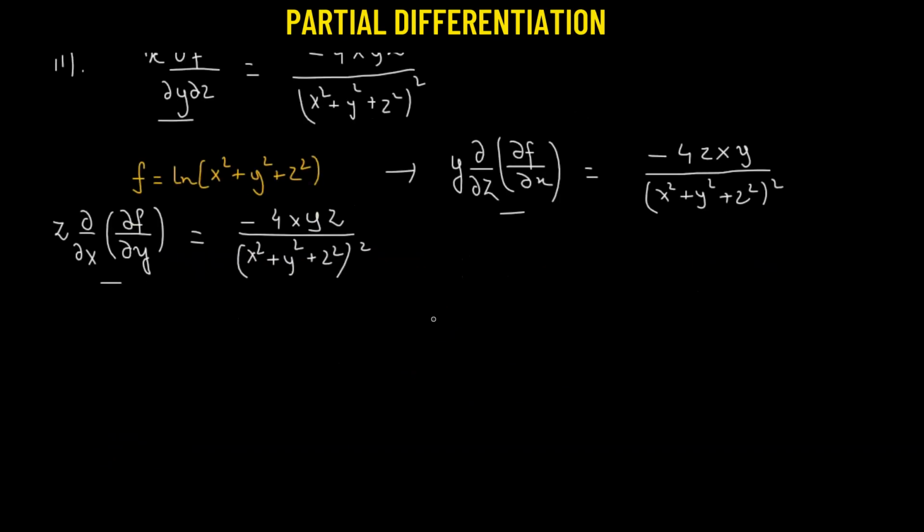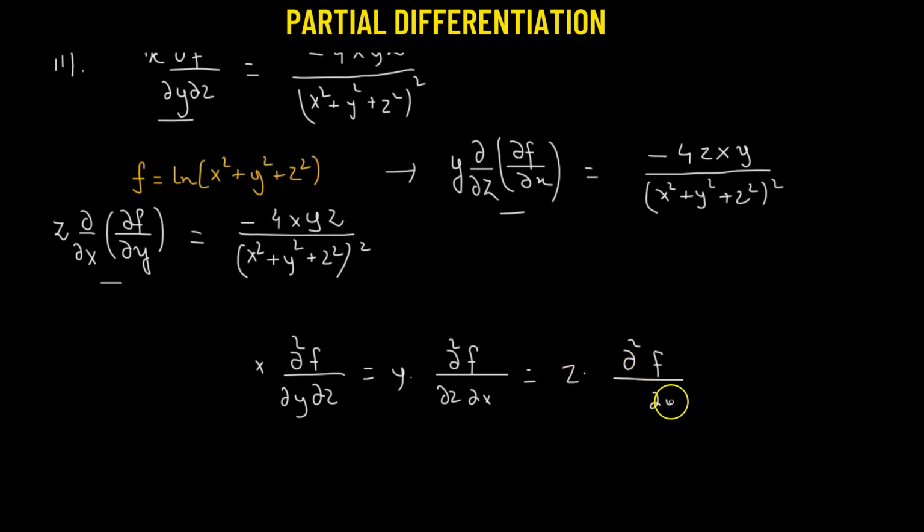Hence we can say that x times the second partial derivative of f with respect to z with respect to y will be equal to y times the second partial derivative of f with respect to x with respect to z, which will be equal to z times the second partial derivative of f with respect to y and with respect to x. They're all going to be equal to each other, and they're all going to have the value negative 4xyz divided by x squared plus y squared plus z squared whole squared. Hence, this proves part 2 as well.